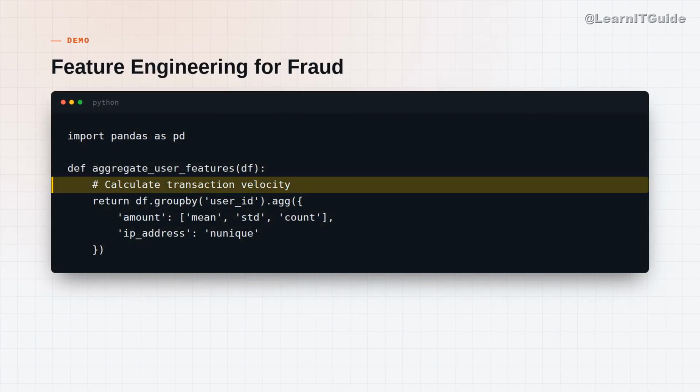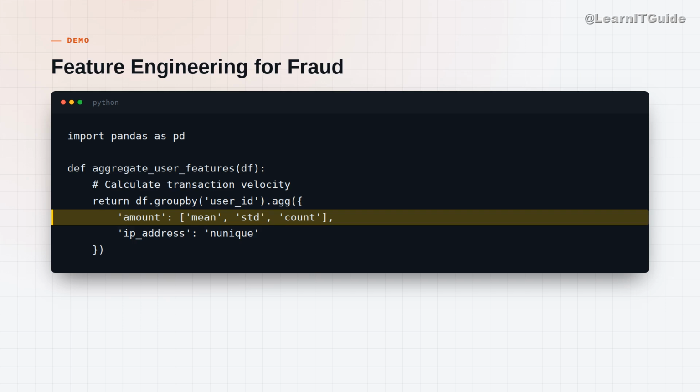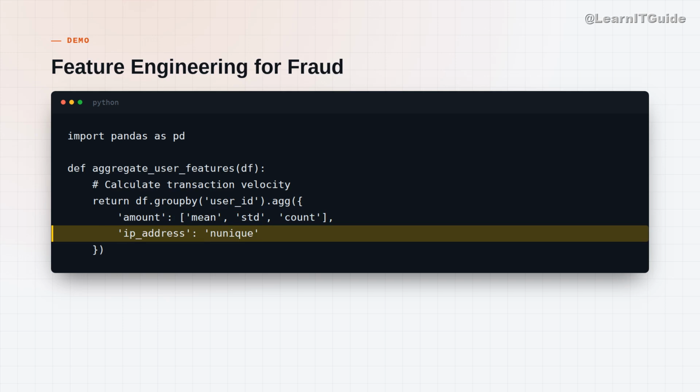The core of a fraud detection project is feature engineering. On line 4, we aggregate transaction history per user. Notice we look at the mean and standard deviation of transaction amounts, but the real signal is the number of unique IP addresses per user ID, which helps catch account takeover attempts. This is exactly how you start building a feature store for your model.